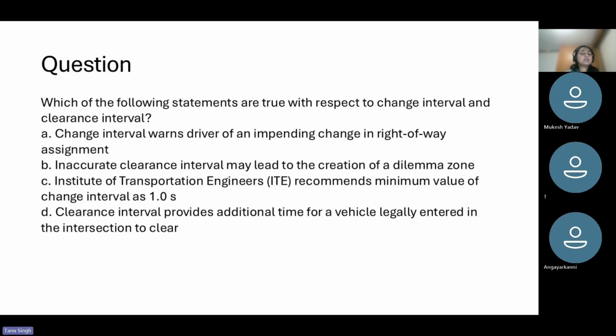So which of the following statements are true with respect to change interval or clearance interval? Here the word is written as change interval. The change interval can also be termed as the amber or yellow light, whereas the clearance interval is the all-red interval where we allow all the vehicles to clear.